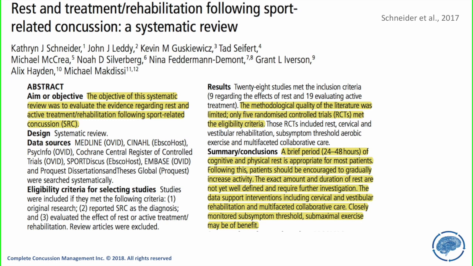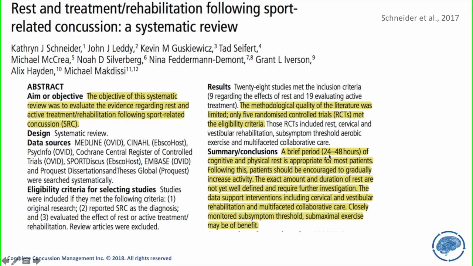So here's a systematic review that was looking at rest and rehab just to show you how the times have changed and moved away from rest. A brief period, 24 to 48 hours, of cognitive and physical rest is appropriate for most patients. Following this, patients should be encouraged to gradually increase activity. The exact amount and duration of rest are not yet well defined and require further investigation. The data supports interventions including cervical and vestibular rehabilitation and multifaceted collaborative care. Closely monitored subsymptom threshold, submaximal exercise may be of benefit.